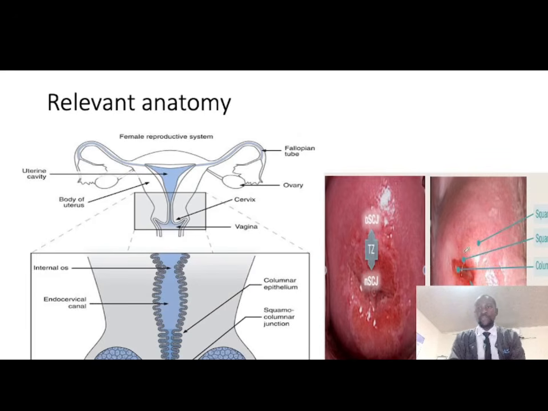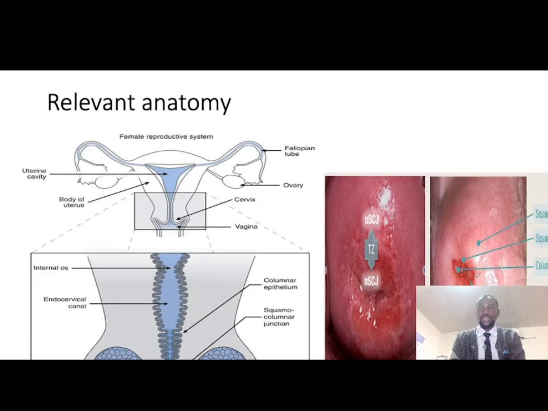I'm sure you're able to see it clearly even here. You have your columnar epithelium here in red. This is the os of the cervix, and then you have columnar epithelium inside. This is columnar epithelium in the endocervix. And then outwards, you have the ectocervix right here. The point at which they meet is what you call the squamocolumnar junction.